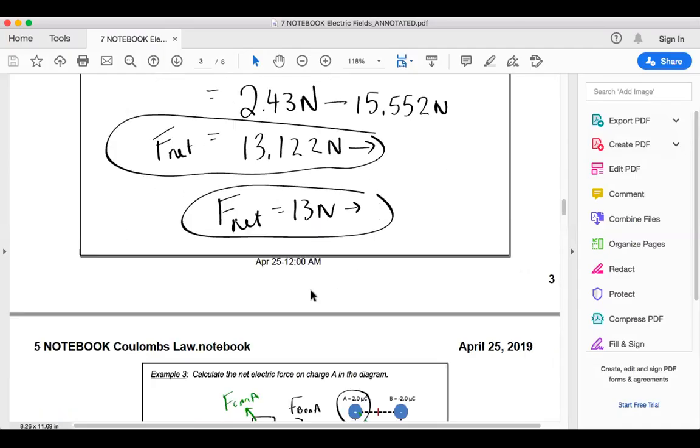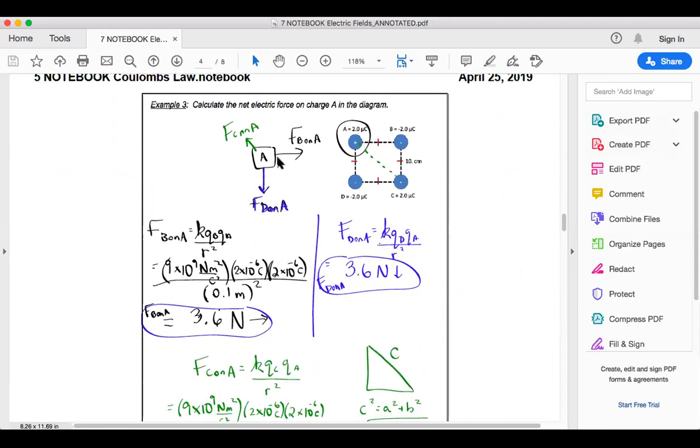A is of interest. So the free body diagram of A, we have B that is pulling it to the right. So the force of B on A is pulling to the right. We've also got D, so there's the force of D on A pulling it downwards. So those are both attractive. And then we have the repulsive force from C.